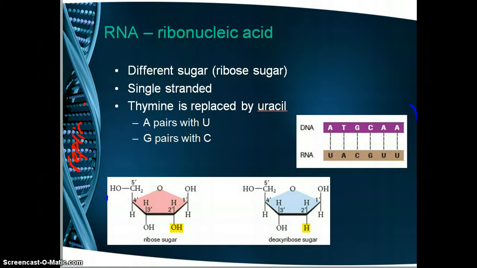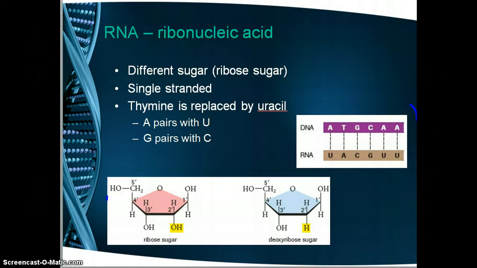Okay, so what is RNA? I talked about this thing that DNA gets converted into RNA. So RNA is ribonucleic acid. If you remember, DNA is deoxyribonucleic acid. Similar, but a different sugar. So it's a ribose sugar instead of a deoxyribose sugar.